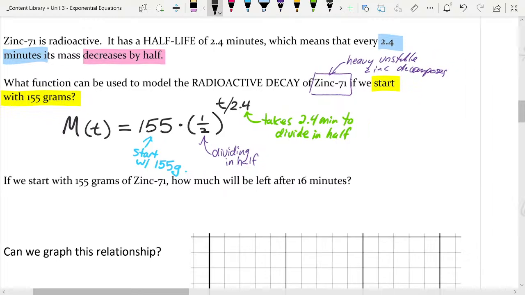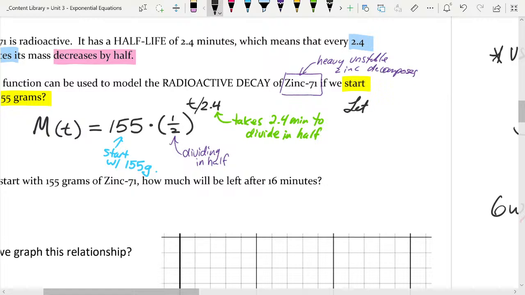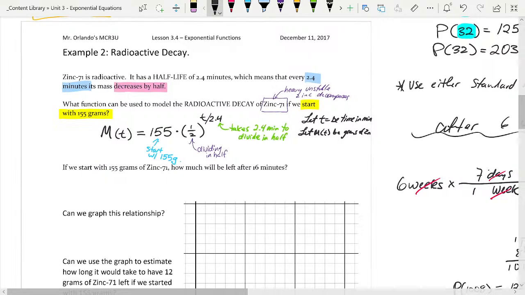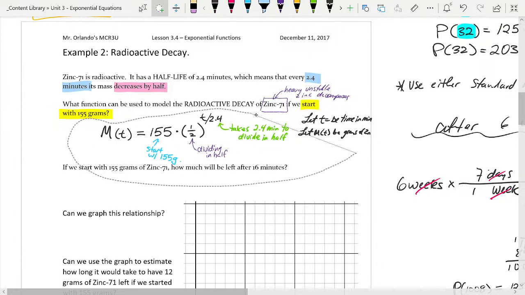And I never made let statements here, but of course I could over here. I could say let t be the time in minutes. That's important, right? Because if I set time in seconds, would the equation be different? Yeah. If I set time in hours, would the equation be different? Right. And then we're going to let m at t be the grams of zinc. And maybe if that feels a little squished, you might want to just use your pen, highlight everything, and slide it around a bit.